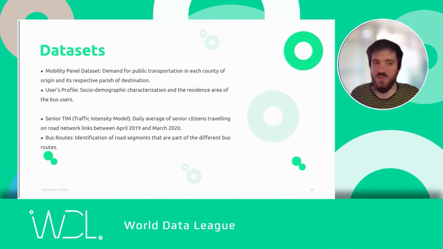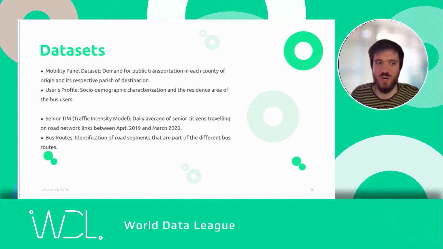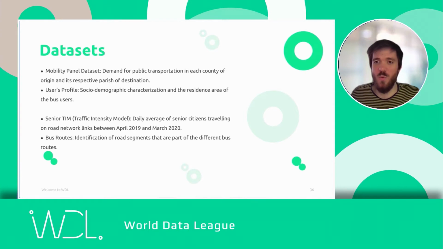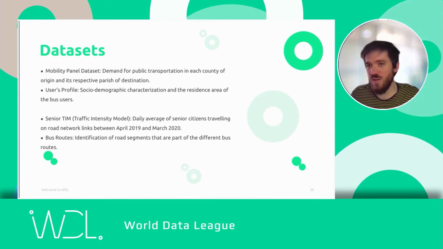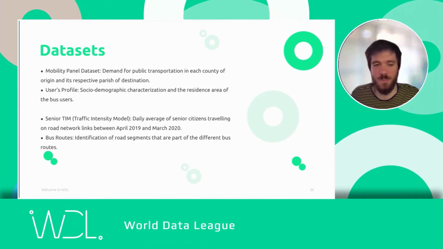And what is this traffic intensity model? Basically, it's a daily average of senior citizens who travel on road network links between April 2019 and March 2020. Why is it until March 2020? Because we decided that most likely there was a big disturbance when COVID-19 hit, and we would like to look at a period where things were a bit more stable.